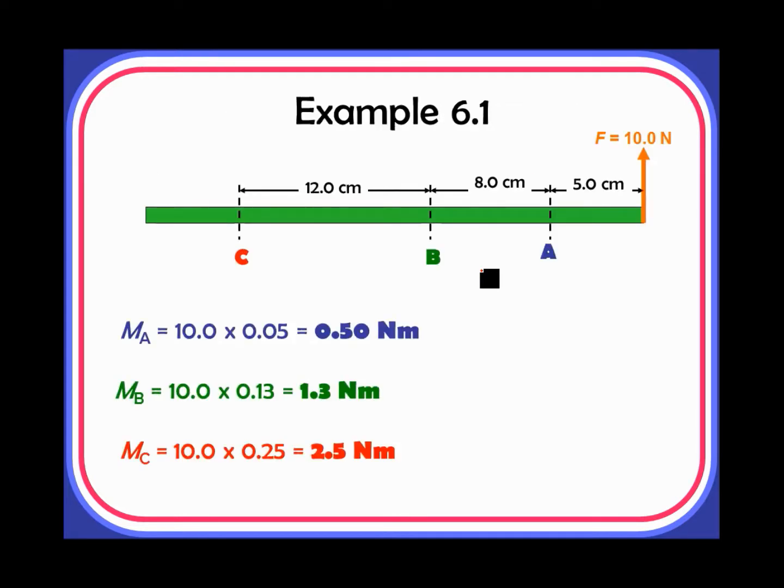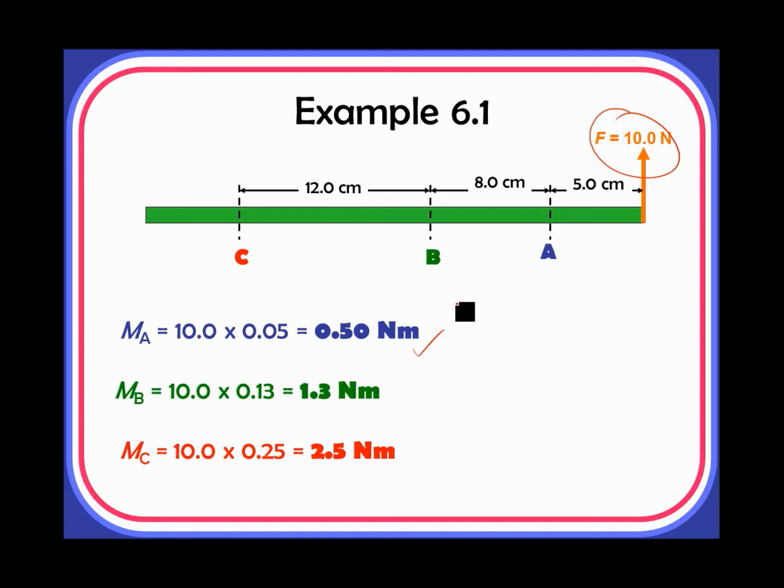Unbalanced moments. When the resultant moment is not zero, we have unbalanced moments and the body will rotate. Let's take a look at example 6.1. If I were to take moment about A, then the moment due to this force of 10 Newton will be equal to 10 times the perpendicular distance, which is 0.5 Newton meter.